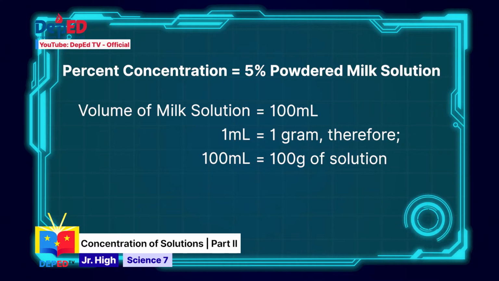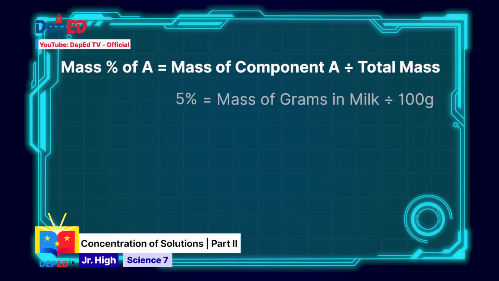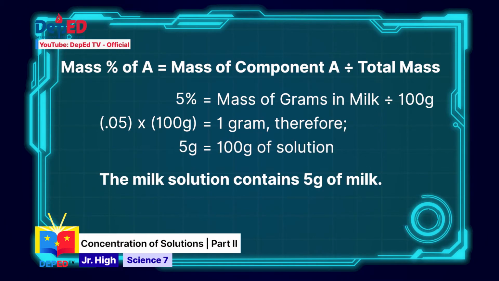Therefore, 100 milliliters is equivalent to 100 grams of solution. Mass of solution, 100 grams. Converting 5% to a decimal will yield 0.05. From the formula, mass percentage of A is equal to mass of the component A divided by total mass. We can find the required amount by multiplying the total mass by the percentage that was converted into a decimal number. So, 0.05 multiplied by 100 grams produces a mass of 5 grams of milk.